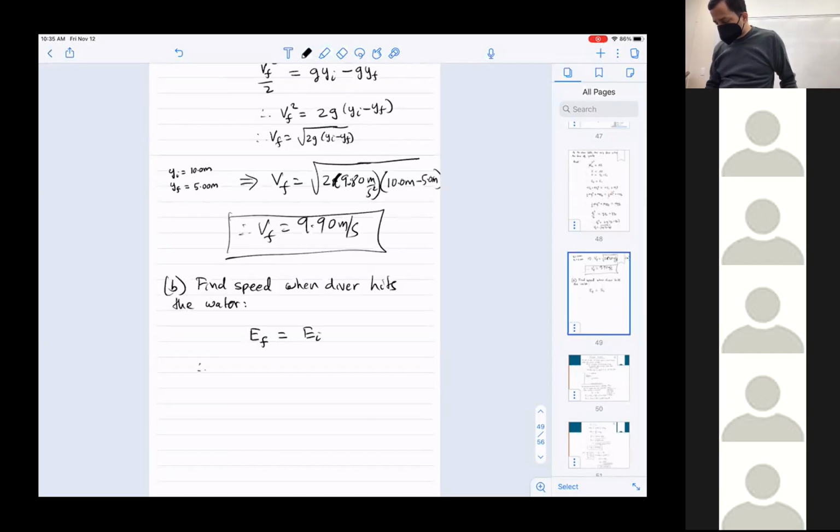I will get that this is 1/2 m v final squared. What is the potential energy when he hits the water? It's going to be 0 because y is 0, right? So this will be, I'll just say here, plus mgy final. Let me just write this out. It is 1/2 m v initial squared plus mgy initial.